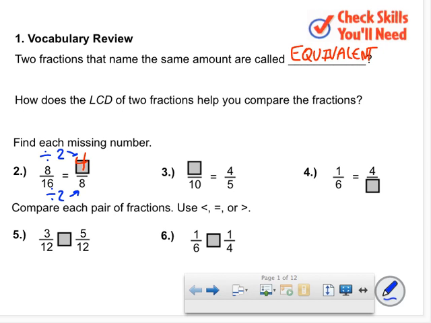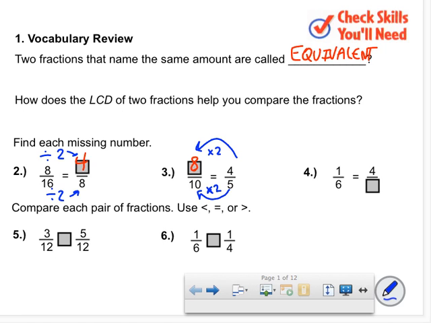Okay, number 3, who's got number 3? Somebody I haven't heard from yet? Nathan, go ahead. 8 tenths, very good. And how did you do that? Because I know that 10 divided by 2 equals 5. Right, so if I can divide 10 by 2 to get 5, I can also say 5 times 2 gives me 10, right? So if I can multiply that out, then I could do the same to the numerator. So 4 times 2 will give me 8.